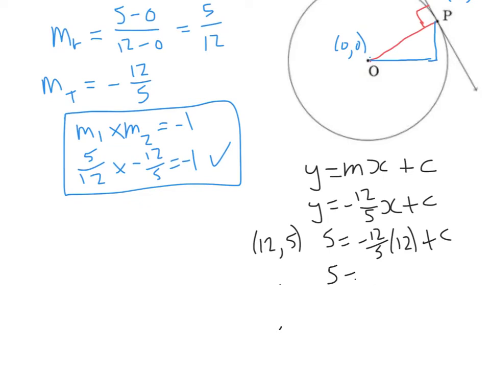So 5 equals minus 144 divided by 5 plus c. So c would be 5 plus 144 over 5. At this stage it might be best to have that as a mixed number. 144 divided by 5 plus the 5 is 169 over 5.